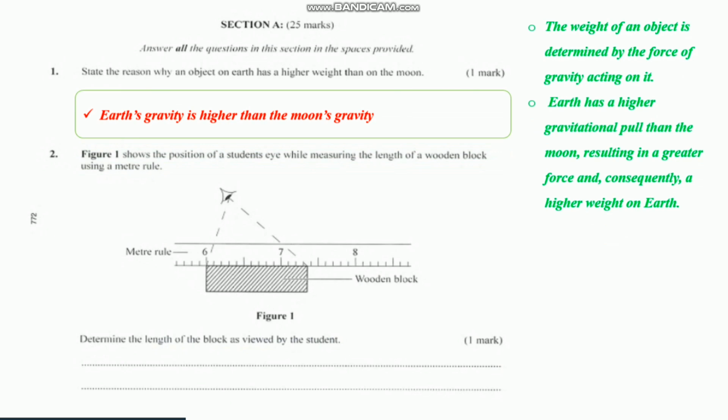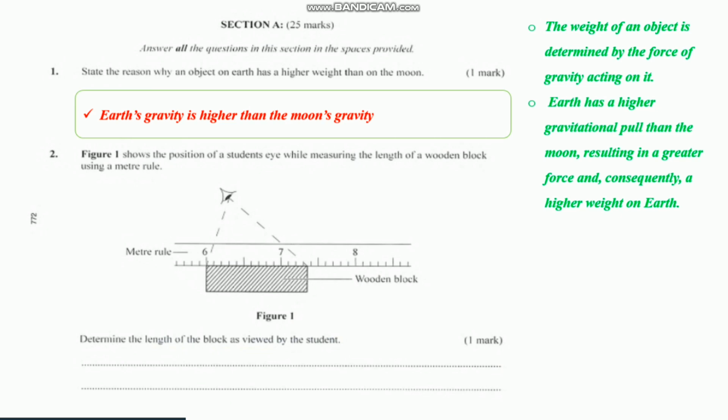Remember, it's not the mass that changes, because mass involves the amount of substance in an object and does not change in any position. It is the region's gravity that determines the weight of an object. Therefore, because the Earth has a higher gravity than the Moon, the object has a higher weight on Earth than on the Moon.